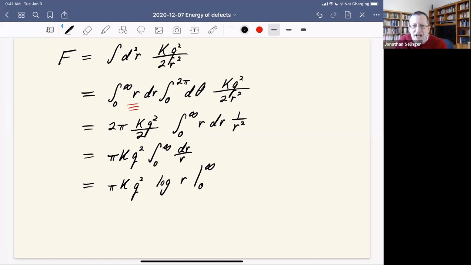And now we look at this and we say, wait a minute, we have a problem here. In fact, we have 2 problems here. We have a problem at 0 and we have a problem at infinity. If we plug in the upper limit of integration, infinity, we get the log of infinity, which is infinity. Then if we plug in 0 at the lower limit, we get the log of 0, which is negative infinity.